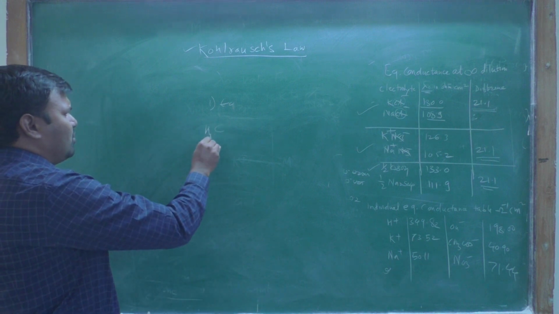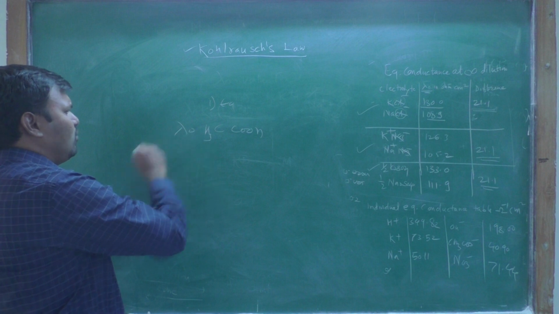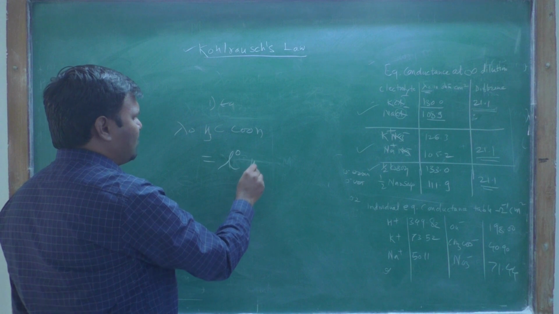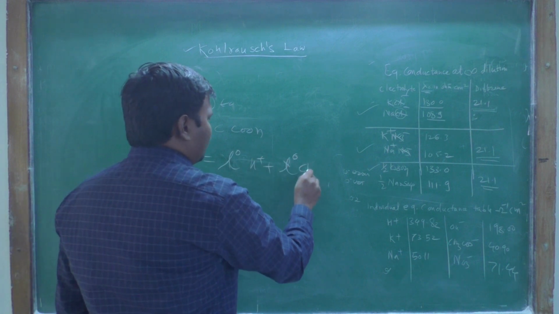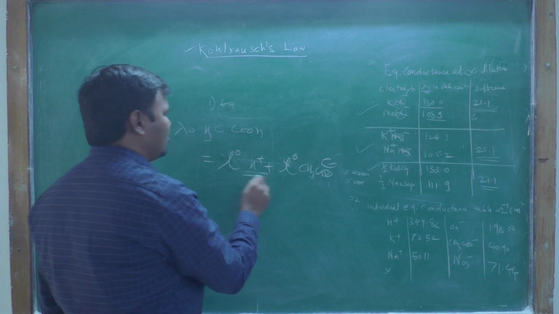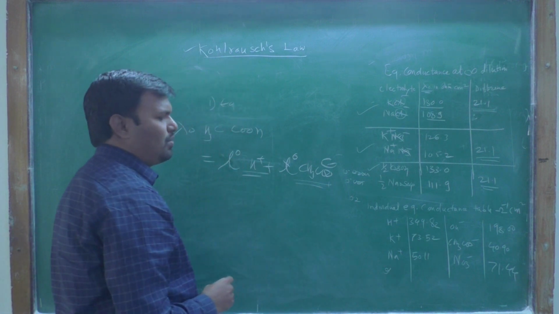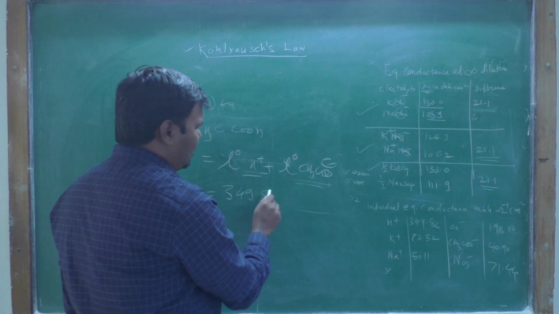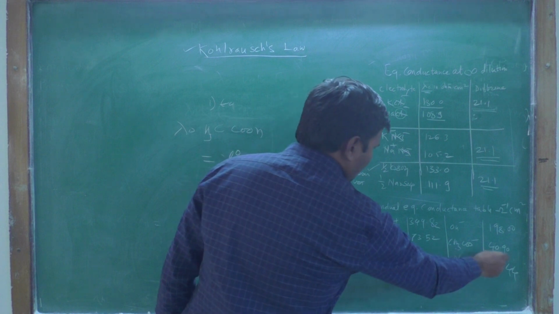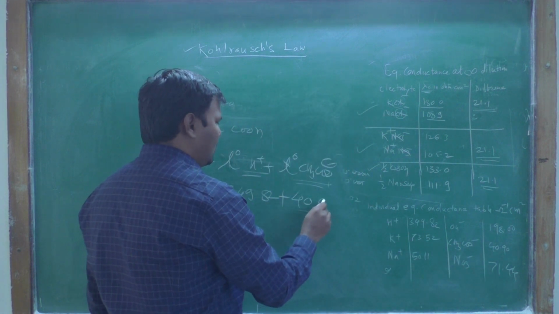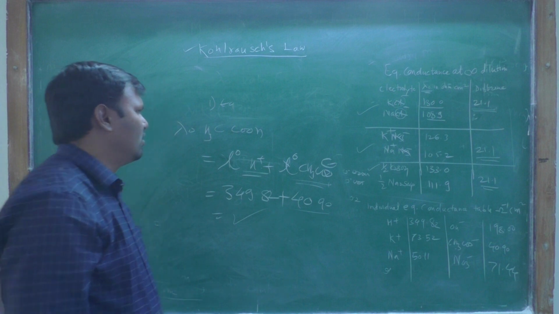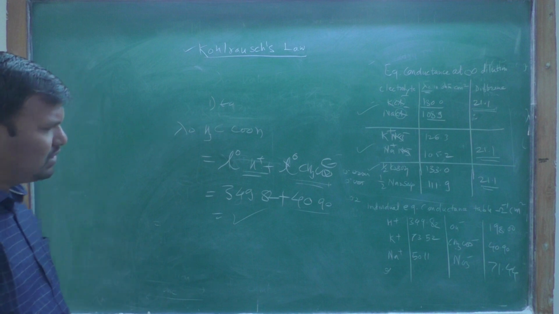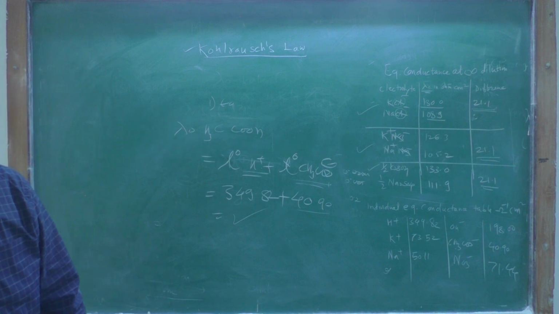For example, to obtain lambda 0 for CH3COOH, take lambda 0 for H plus ion plus lambda 0 for CH3COO minus, which we obtain from the literature. For H plus the value is 349.82, and for CH3COO minus it is 40.90. By summation of these, you obtain the lambda 0 value for CH3COOH. That is a very easy method.